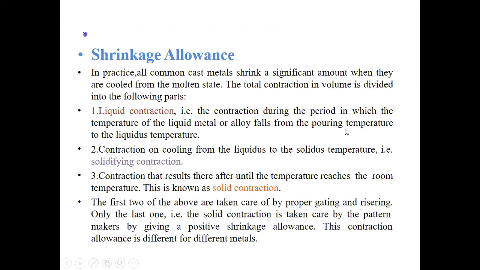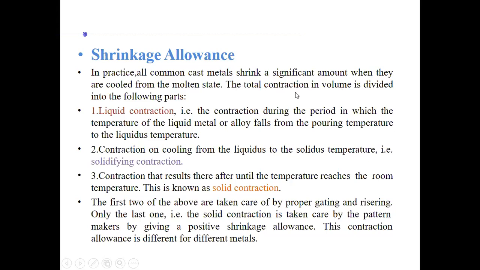Now you see the first kind, shrinkage allowance. As the name suggests, it takes into account the shrinkage, basically the contraction of the liquid molten metal when it is solidifying. So now you see there are two types of shrinkages. You have this here in the slide also. All common cast metals shrink a significant amount, right? This is a property they exhibit, a characteristic of materials or metals mostly, when they are cooled from the molten state, right? They shrink. Contraction is taking place.